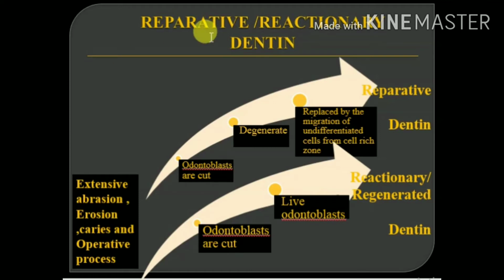Now, how is the reparative or reactionary dentine formed? We see that there is extensive abrasion, extensive erosion going on, a caries operative process. Because of that, the odontoblasts are cut. Once odontoblasts are cut, either they live, and when they live they form reactionary or regenerated dentine, or they degenerate, or they are replaced by the migration of undifferentiated stem cells. From the cell rich zone of the pulp they come and start laying down the reparative dentine. So this is how they are formed.